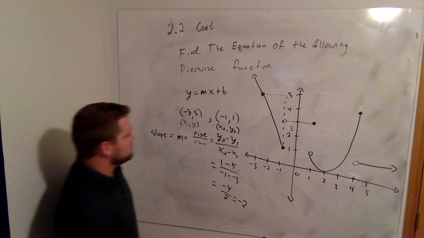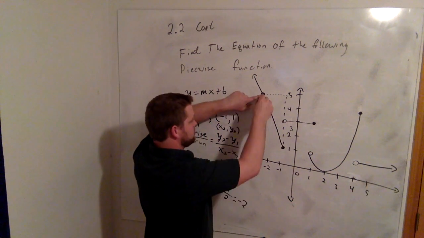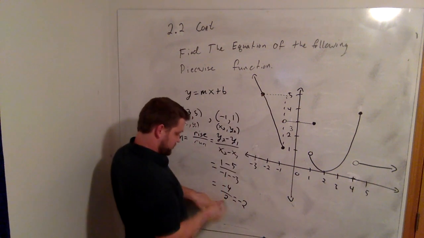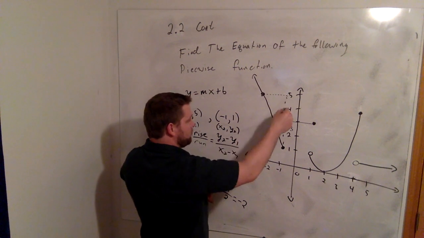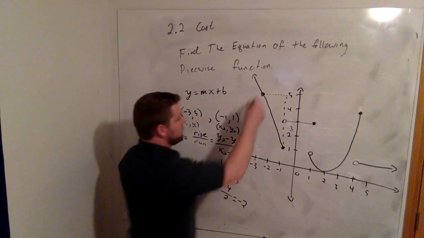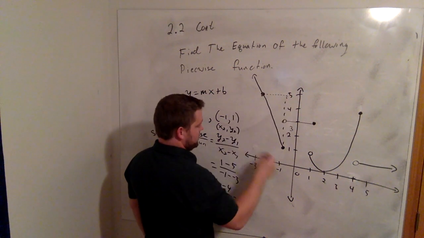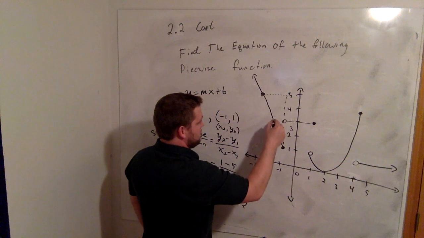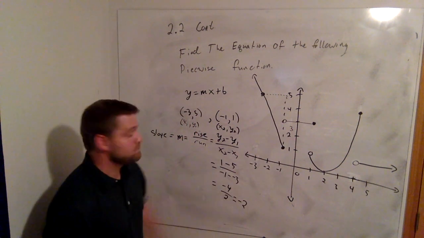Let's see if that works. If I go over 2 units from negative 3, I go down 4 units: 1, 2, 3, 4. So the slope is negative 4 over 2. Or if I go over 1 unit, I go down 2 units. Over 1 unit, down 2 units. So the slope here is negative 2.